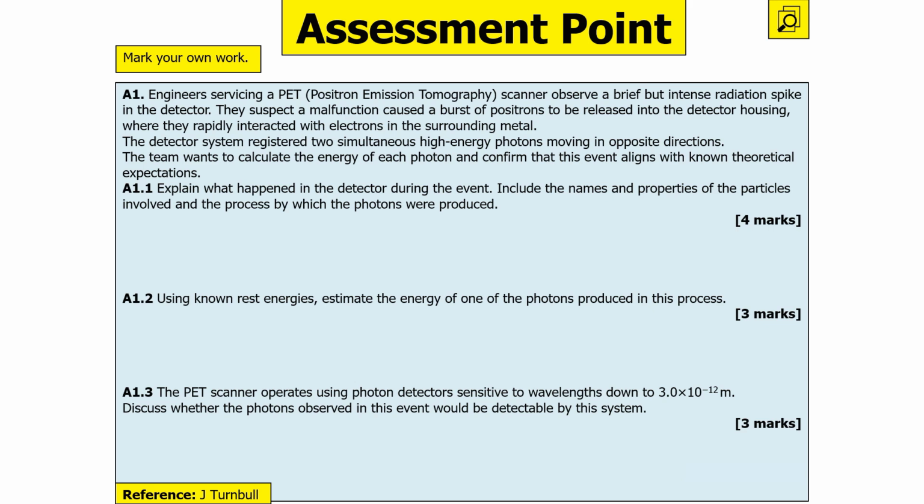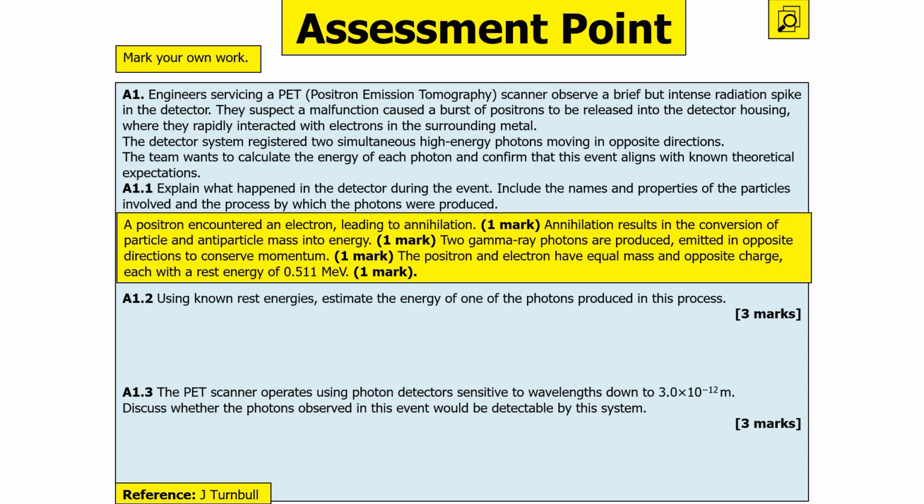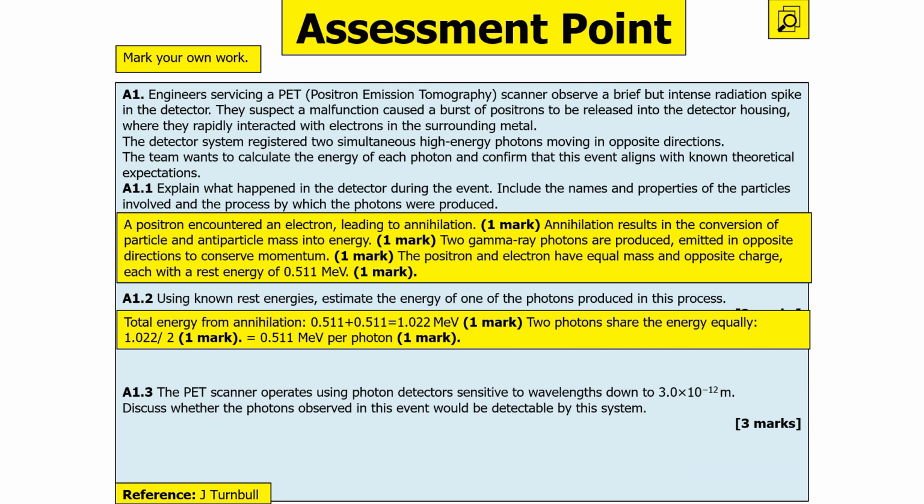Right, in this first one, a positron encountered an electron, leading to the process of annihilation. Annihilation results in the conversion of a particle and antiparticle mass into energy. Two gamma photons are always going to be produced, emitted in opposite directions to conserve momentum. Now the positron and electron have an equal mass and opposite charge, each with a rest energy of 0.511 MeV. This tells us that the total energy from annihilation must be 0.511 MeV plus another 0.511 MeV from the other particle. So therefore it's 1.022 MeV.